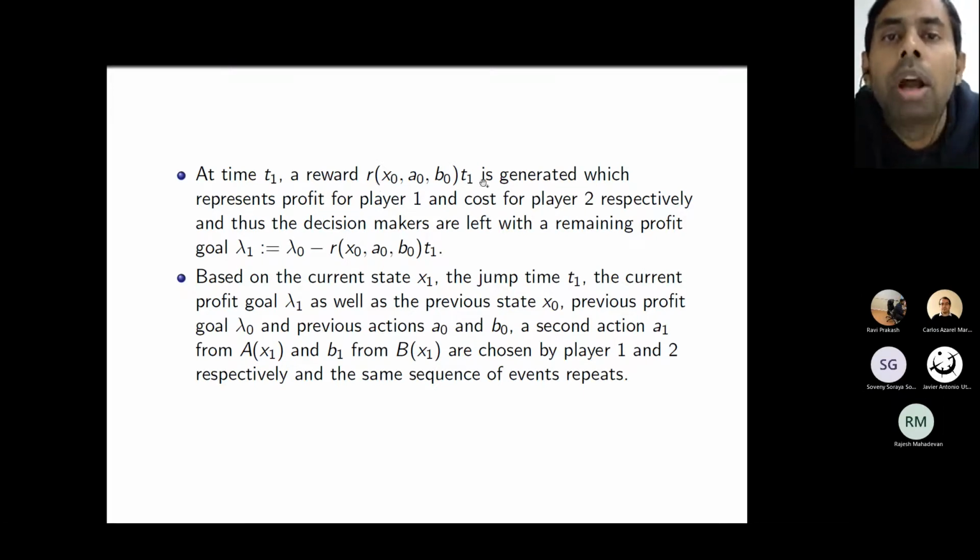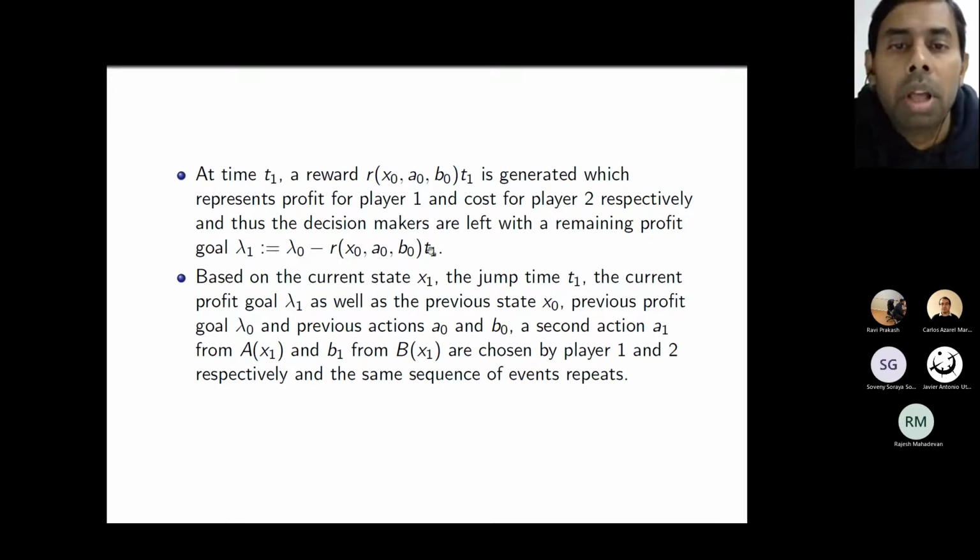Remember, this is the reward rate, and the time spent in state X0 was T1. So this is the reward generated at time T1. This represents the profit for player 1 and cost for player 2. Player 1 has already got this amount from player 2. Now remember, their initial reward was lambda naught. Already this much reward player 1 has got. So what is the remaining amount of reward?